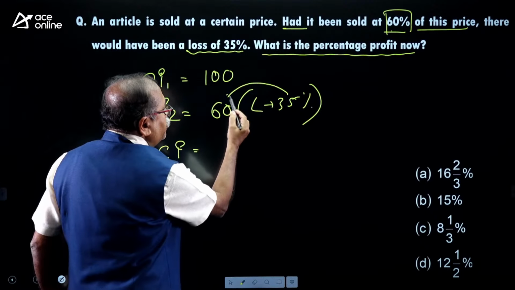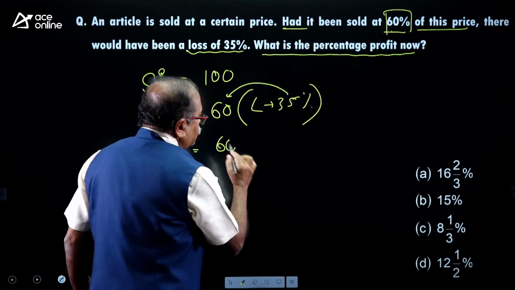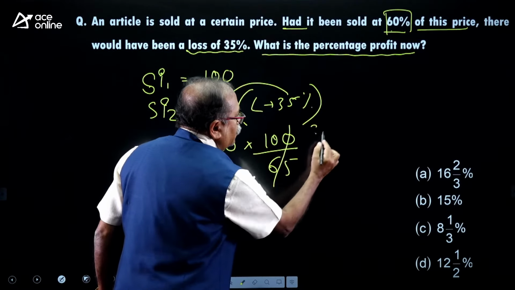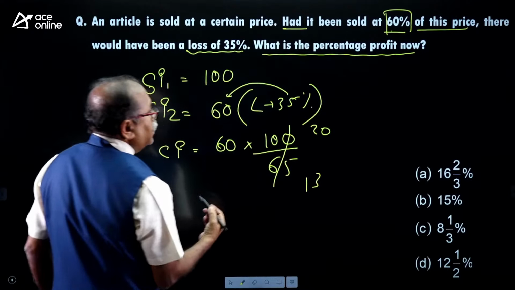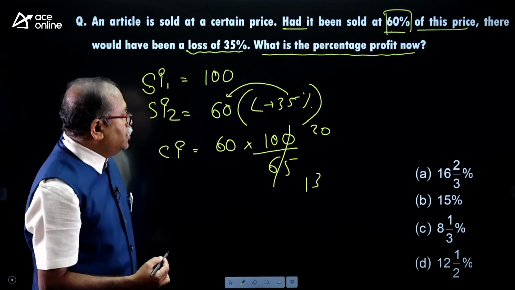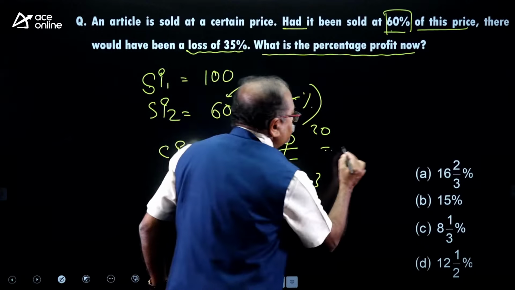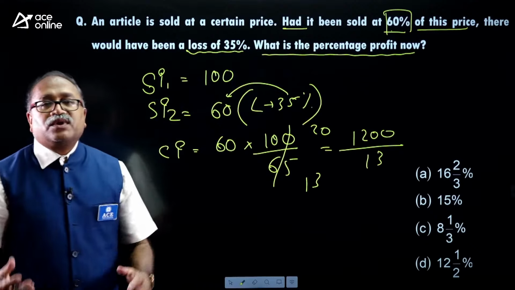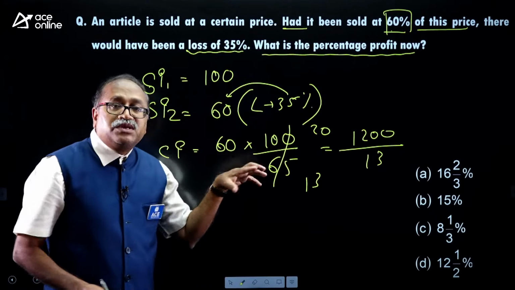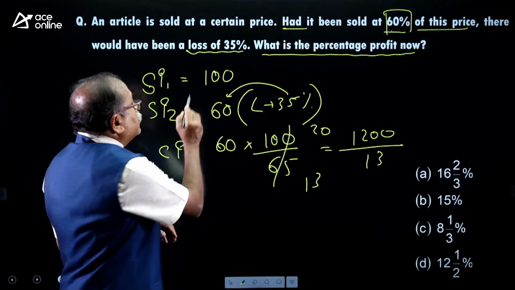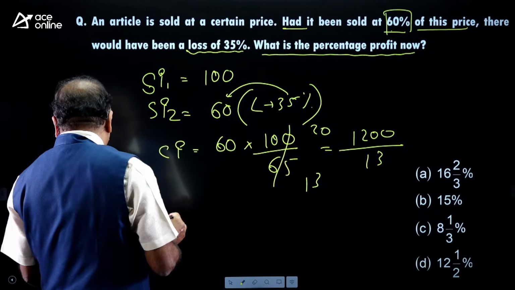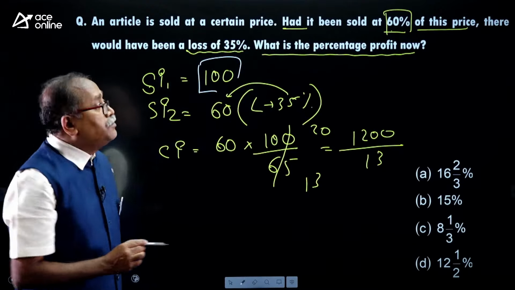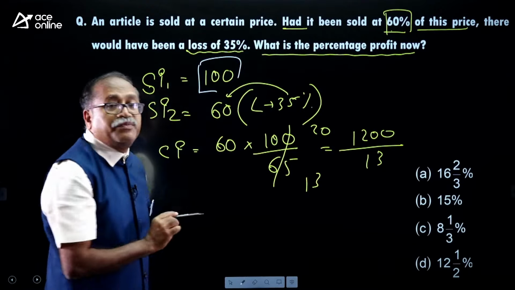So this is 65%. That is 60 into 100 divided by 65, which is 1200 by 13. What is this 1200 by 13? This is 100% which is the cost price. I am not considering that 100%, this is the selling price. I am not considering this 100%. I am considering that there is a loss of 35%.